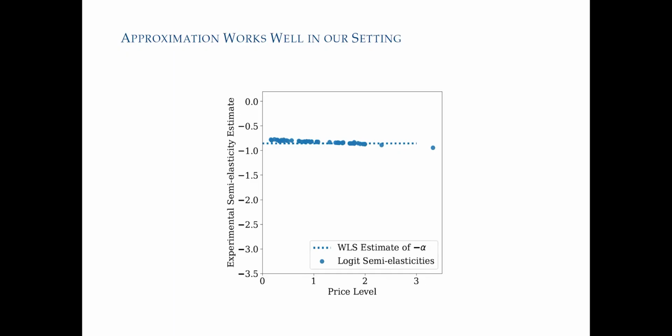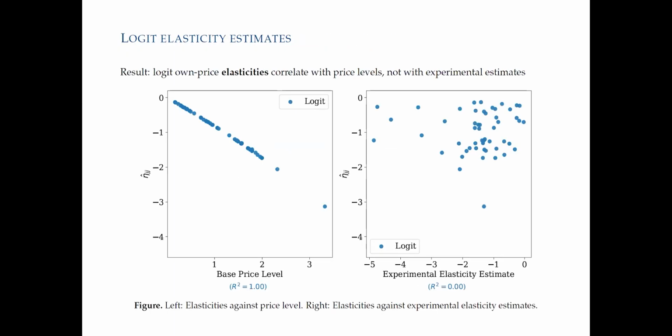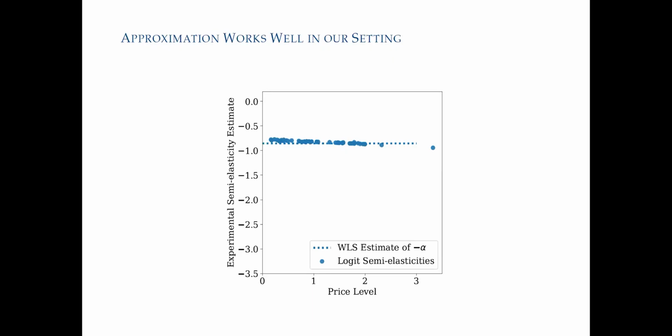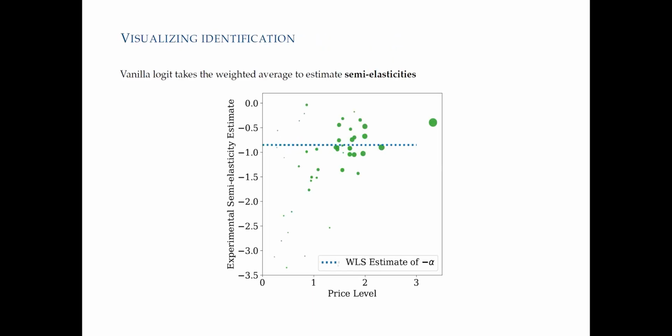Here's where we estimate it properly. What's the result? Well, the result is that logit depends on price levels, not experimental estimates. Okay, you kind of see that already here. You have all these different experimental estimates. All these are different elasticities coming from the experiment. We use all of them in the logit estimates.